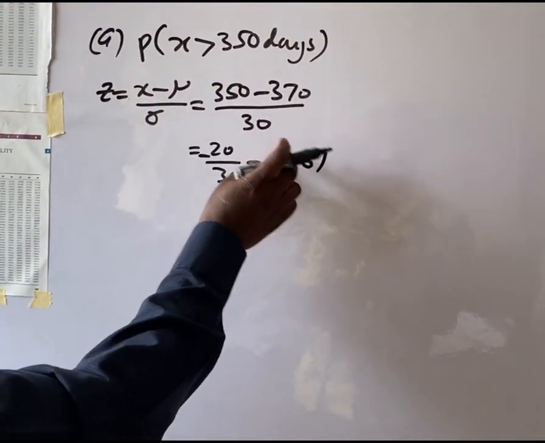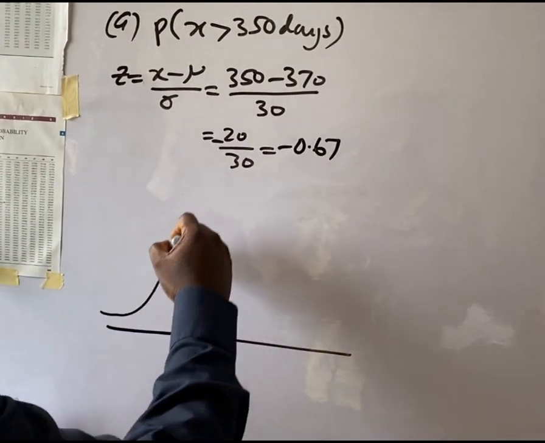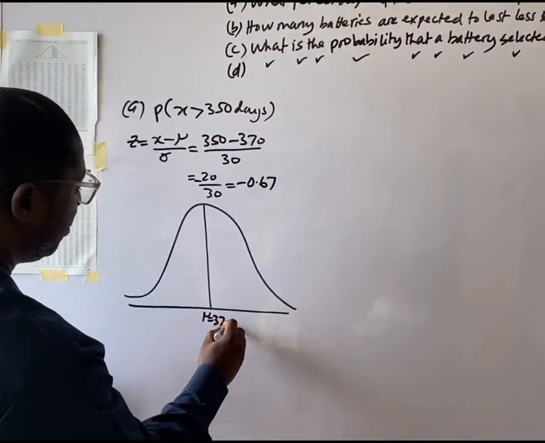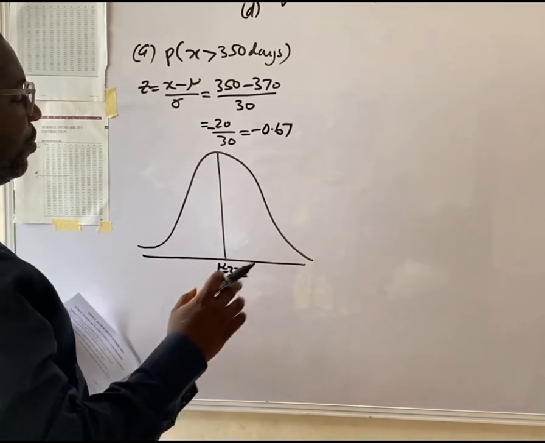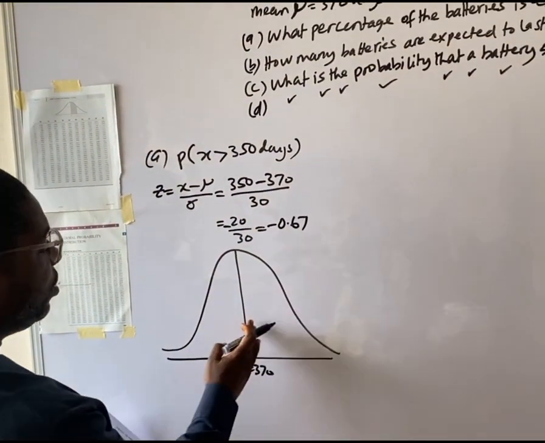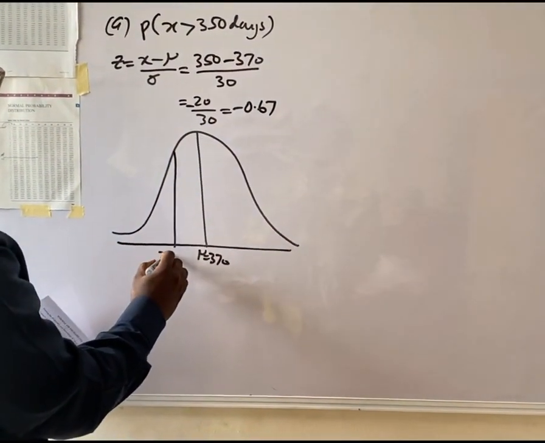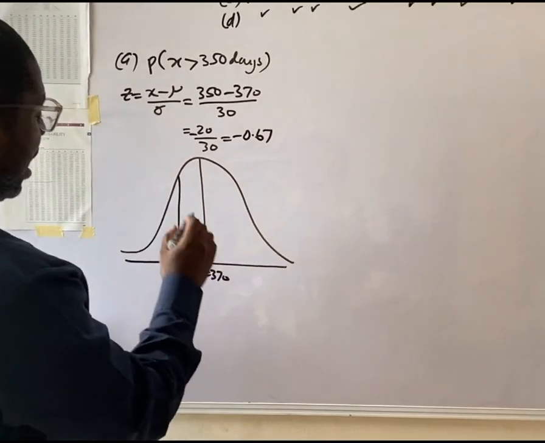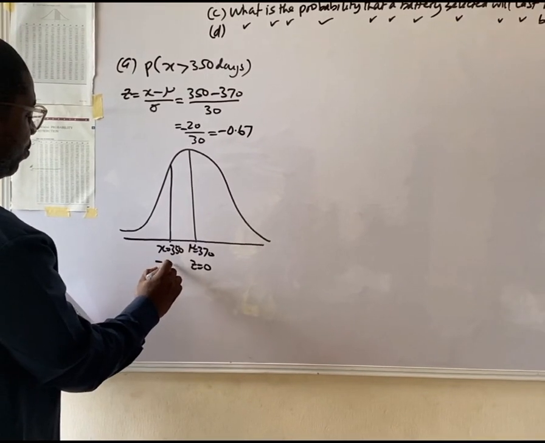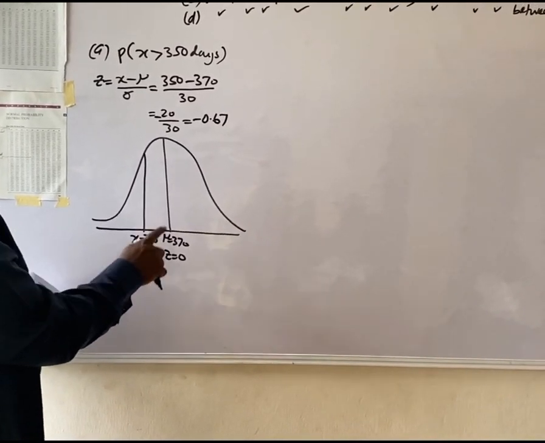Now let's represent these values in our normal curve. So let's draw the normal curve like this. This is our mean. Mean is 370, and we're looking for values more than 350. Where should 350 be? It will be on this side of the mean. So let's draw another line to show the X value of 350. Now, at the center, the Z-score is 0, but the Z-score here is minus 0.67. So our task now is to find what the value of 0.67 is on the normal distribution table.